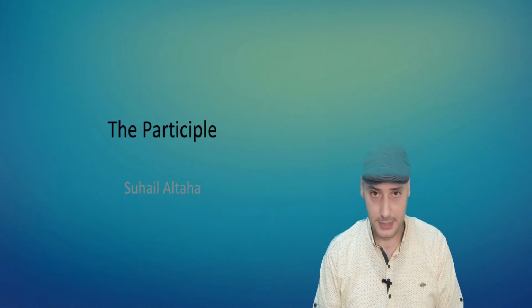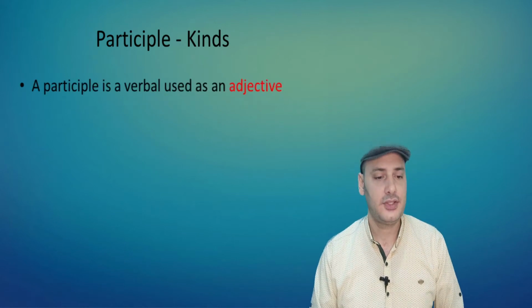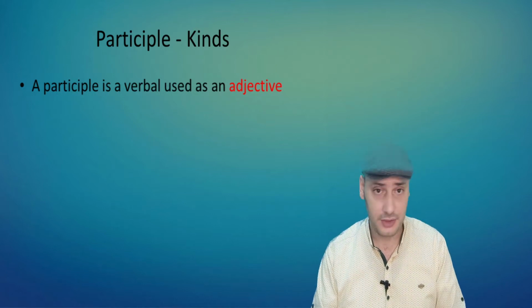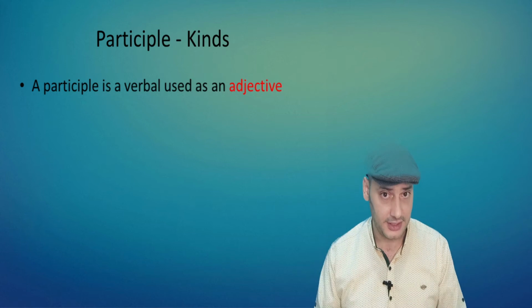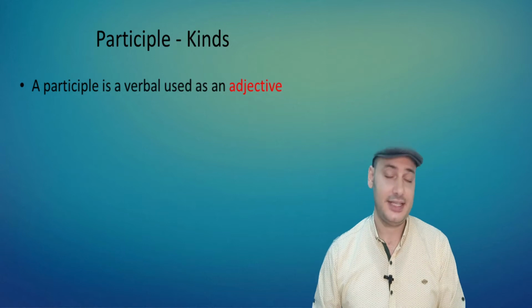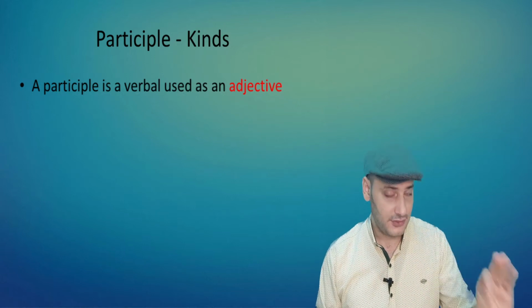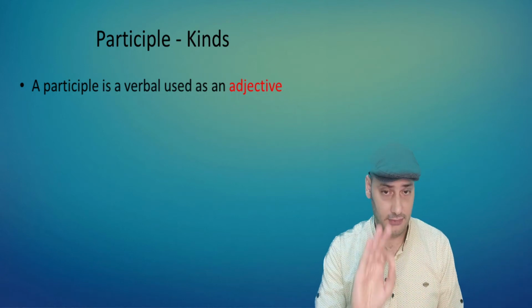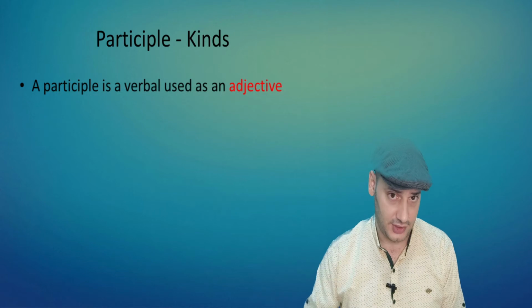So again, let's go back to the participle. Let's start with the definition and how many kinds of participle we have, and then we'll go for more examples gradually. First of all, a participle is a verbal used as an adjective. This is one of the most important points in defining the participle. The only difference between gerund and participle is that gerunds function as a noun in a sentence, while a participle functions as an adjective in a sentence.